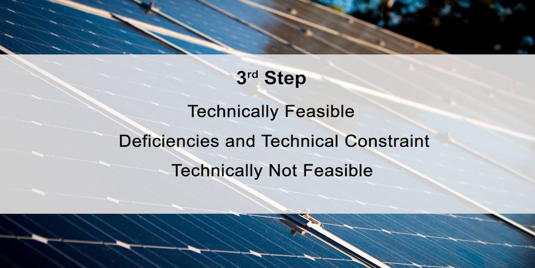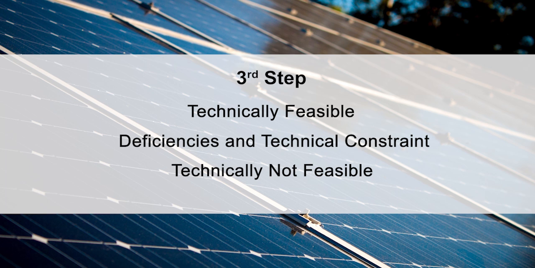Then it will directly go to the next step. In case AESDO selects the second option, that is deficiencies and technical constraint, the AESDO will propose feasibility for reduced capacity. Then the applicant has to resubmit the Form 1A. Subsequently, the applicant can either accept the reduced capacity and submit Form 2B or withdraw the application.